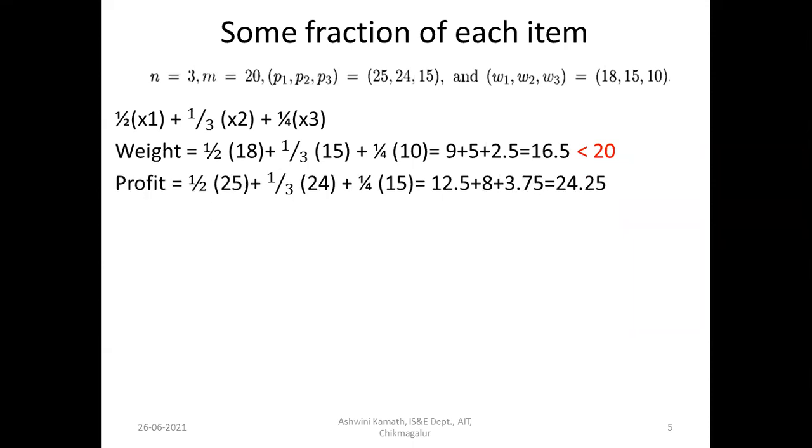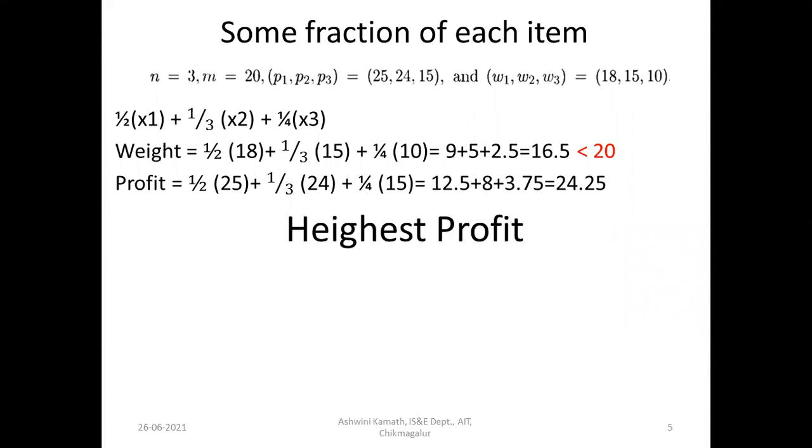Let us see what profit is earned here. Profit is equal to half of 25. If you put the first item, it will be half of 25. Why is it half of 25? Because we are putting only half of the first item. And 1/3 of 24 because we are putting only 1/3 of the second item. And 1/4 of 15 because we are putting only 1/4 of the third item. When we consider, half of 25 is 12.5, 1/3 of 24 is 8, and 1/4 of 15 is 3.75. So when we add all three, we get 24.25 rupees, for example.